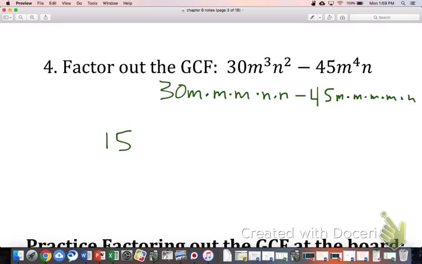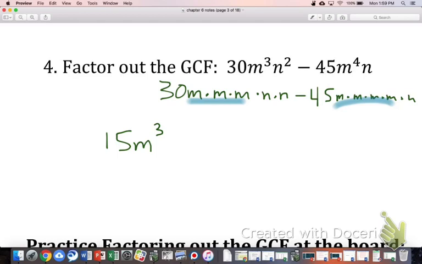Now look at the m's. There are 3 of them here. There are 4 of them there. So what do both terms have? 3 m's. Don't they both have 3 of them? Isn't it fair to say that the second one has an extra one? Yes. But they both have 3 of them. So that means the greatest common factor, at least with the m's, would be m cubed, m to the third.